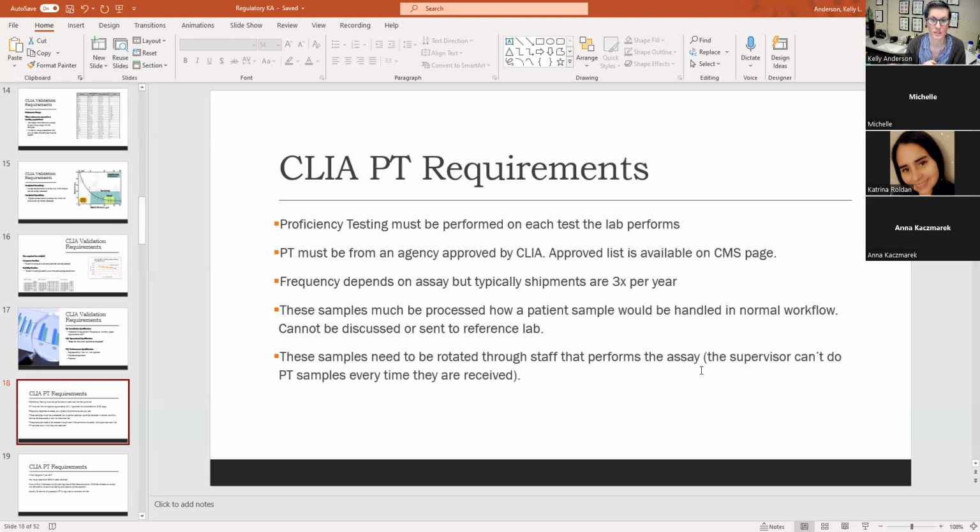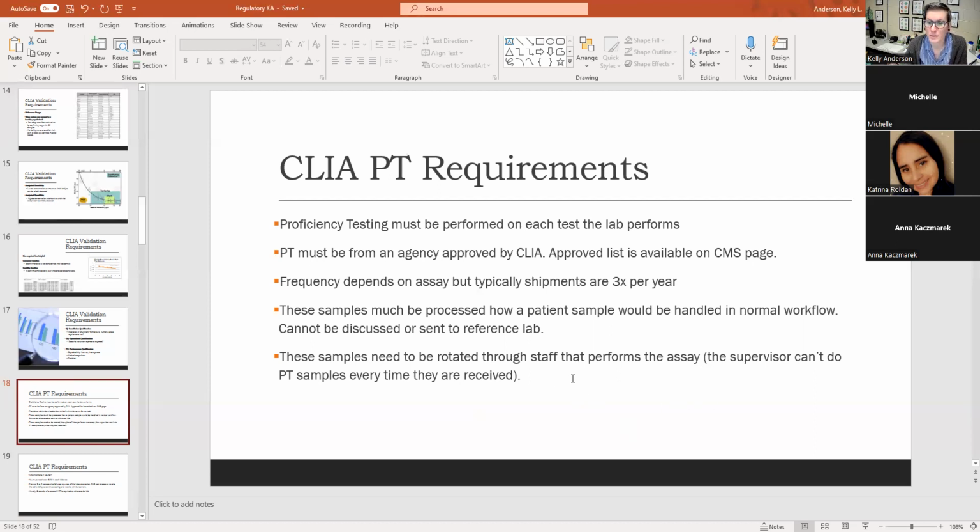And you cannot discuss your results, and you cannot send these out to a reference lab. They are very, very serious about this. So be very careful. If you work at one hospital and your best friend works at another hospital, you cannot be like, oh, I got the CAP survey for this. Is this the result that you got too? You can get your lab in trouble, and you can get yourself in trouble.